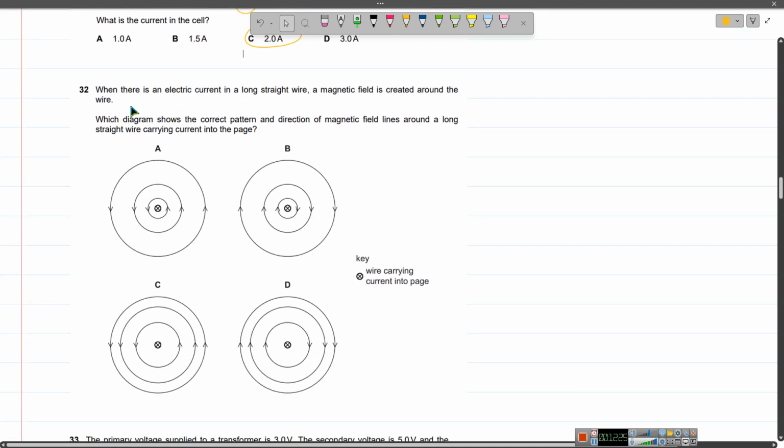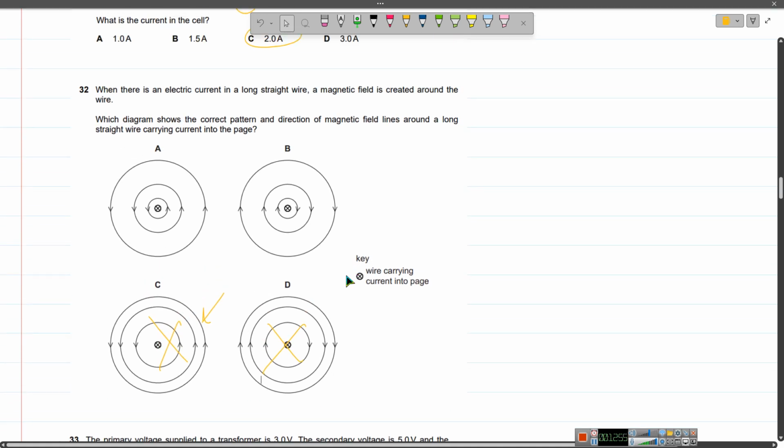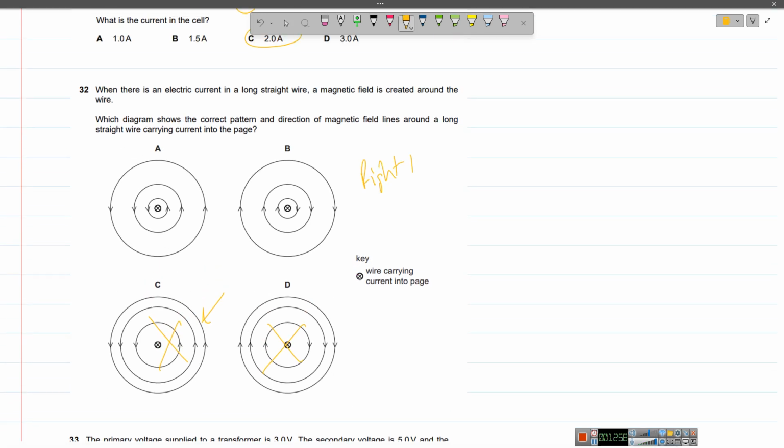Okay. When there is an electric current in a long straight wire, a magnetic field is created around the wire. Which diagram shows the correct pattern and direction of magnetic field lines around a long straight wire carrying current into the page, right? Keep in mind that these circles are not concentric. That's not possible. So these two diagrams are immediately wrong because the circles increase in their distances. So it's either A or B. Now, using the right hand rule, you need to identify the thumb is pointing into the page. So the direction, the curl of the fingers, is anti-clockwise, right?